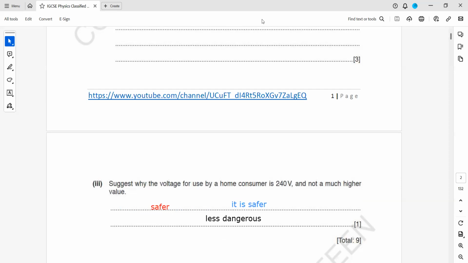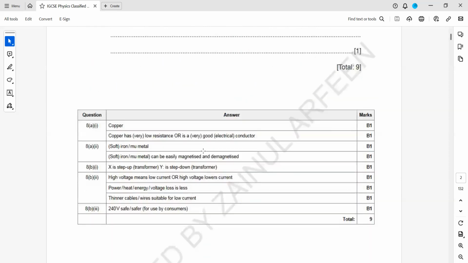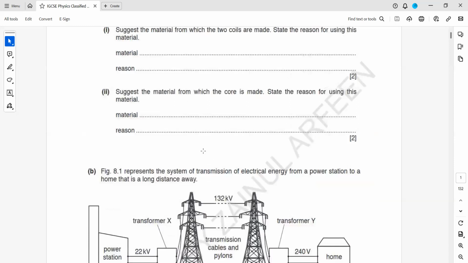So this was page 1 and page 2 from magnetism.